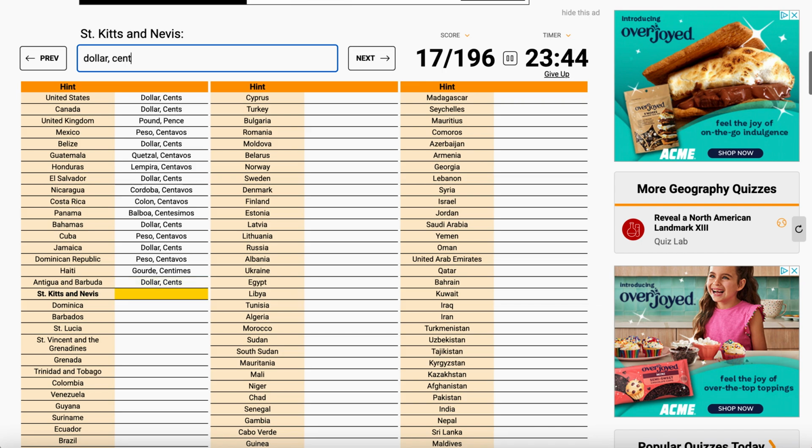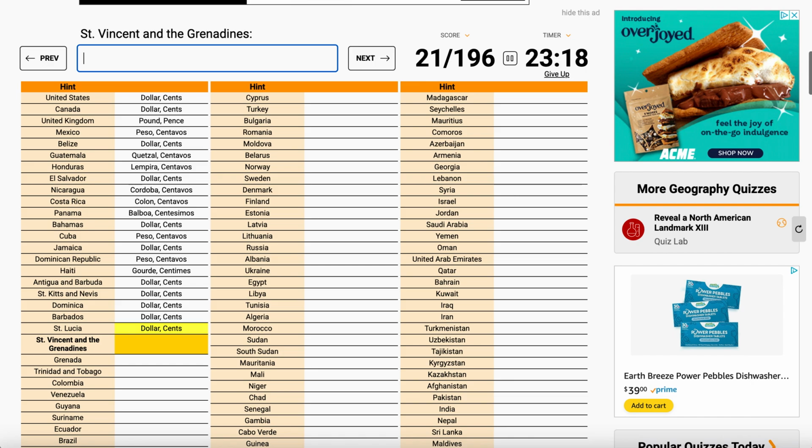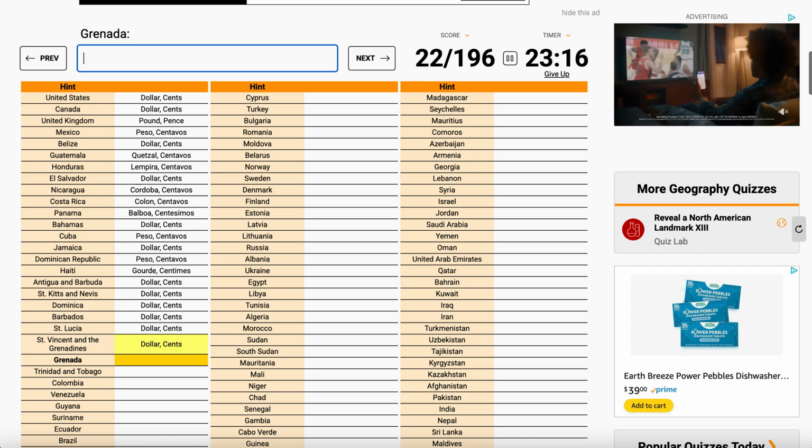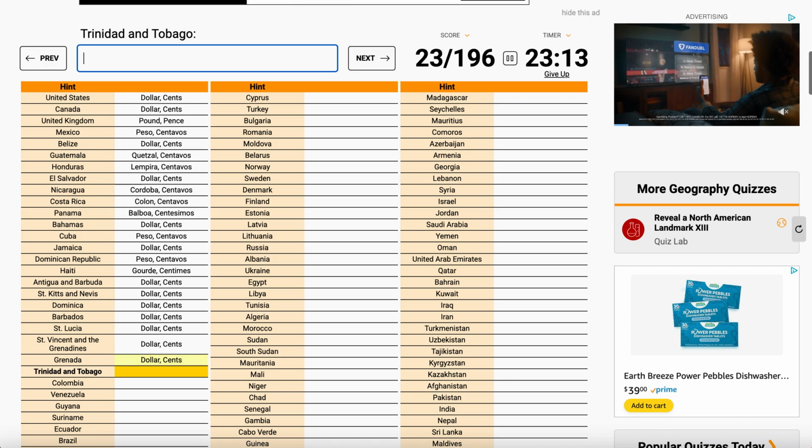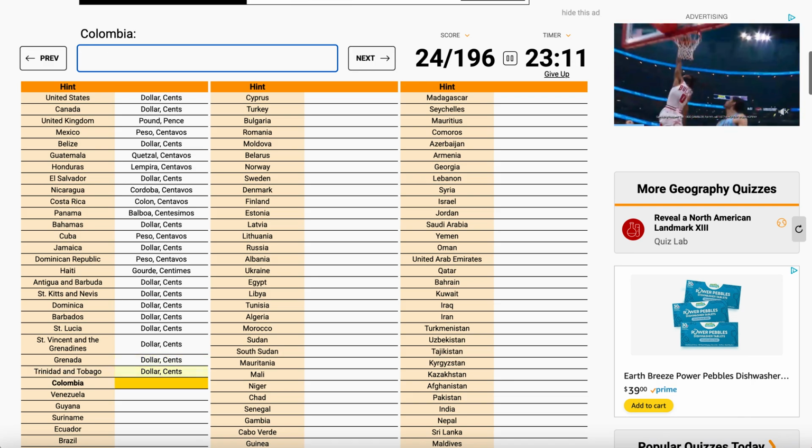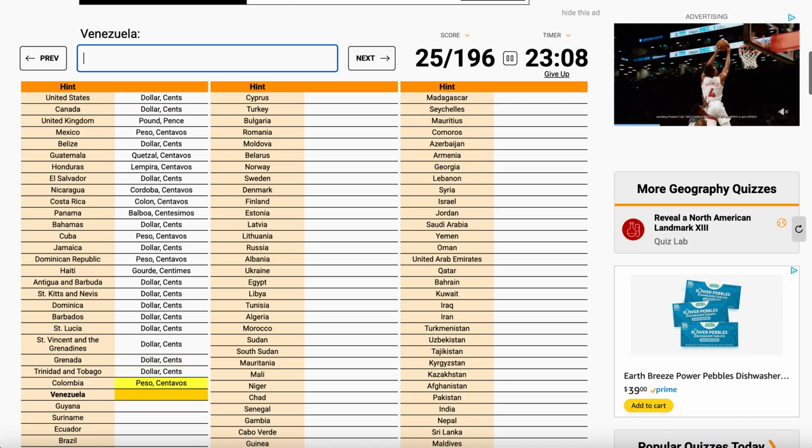A lot of the Caribbean island countries use what's called the East Caribbean dollar, which has Elizabeth II as the face of it, which looks more like a pound sterling. Dollar cents. Barbados, ironically the most east of the Caribbean island nations, actually uses its own version of the dollar. Very ironic. Dollar cents. Colombia uses the peso, divided into centavos.